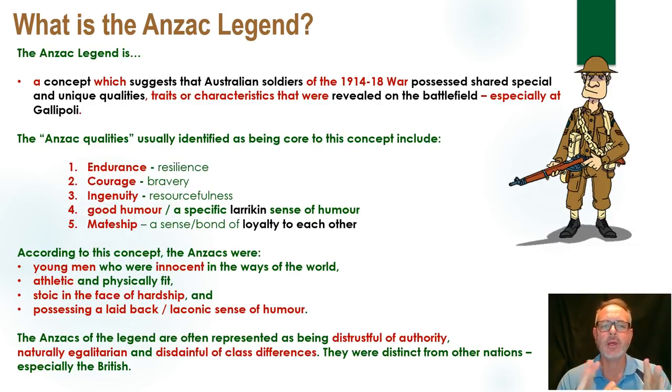And finally, in the Anzac Legend, there's this idea that the Anzacs were distrustful of authority. They were into equality, egalitarian, and they didn't like the British class differences of aristocrats, middle class, working class. They thought every Aussie was the same. They were very conscious that they were different from other nations, especially the British. So revise those concepts, have a think through all those ideas.